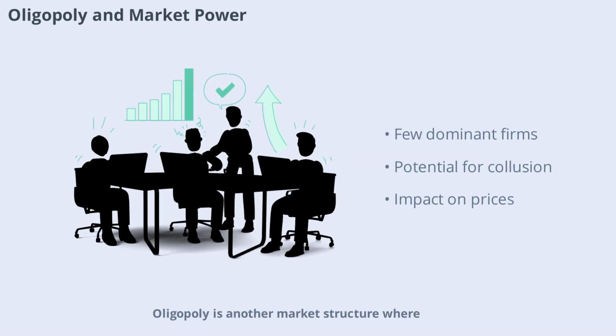Oligopoly is another market structure where a few firms hold significant market power. Unlike monopolies, oligopolies involve competition among a small number of players, but these firms can still influence prices and output. Industries like airlines, telecommunications, and automobiles often exhibit oligopolistic characteristics. Collusion among firms in an oligopoly can lead to higher prices and less choice for consumers, making antitrust oversight crucial.